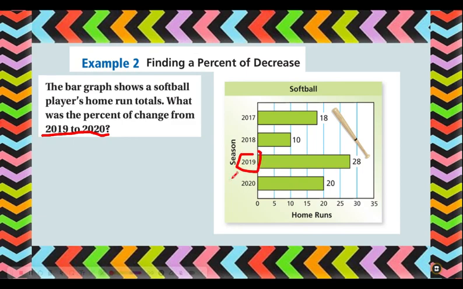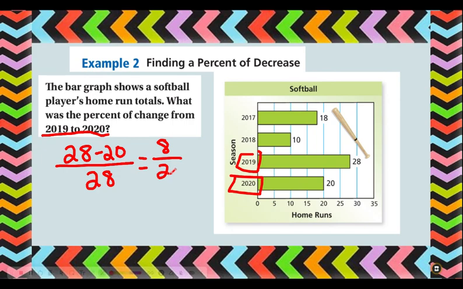So here are the two dates we are focusing on. I like to highlight them. And I'm going to subtract the two numbers. So 28 minus 20 divided by the original, which in 2019 was 28. So 28 minus 20 is 8 divided by 28. So when I got the decimal, I divided it out. The 8 drops in, 28's on the outside. I put a decimal, as many zeros as I need to.